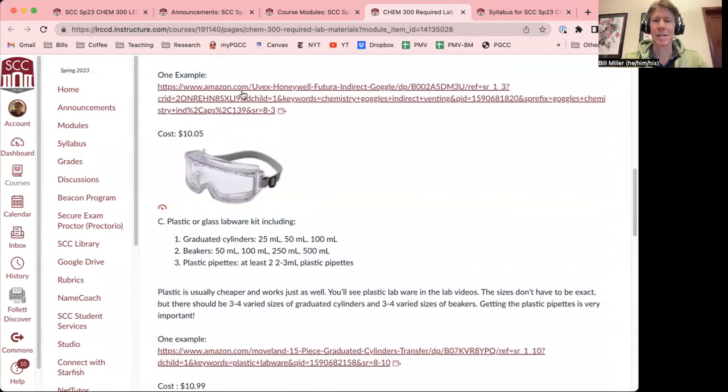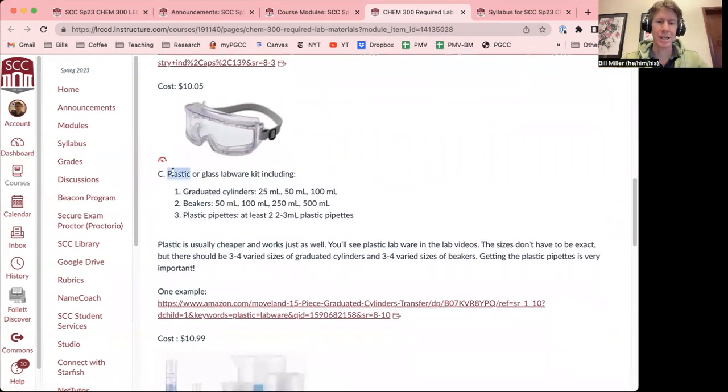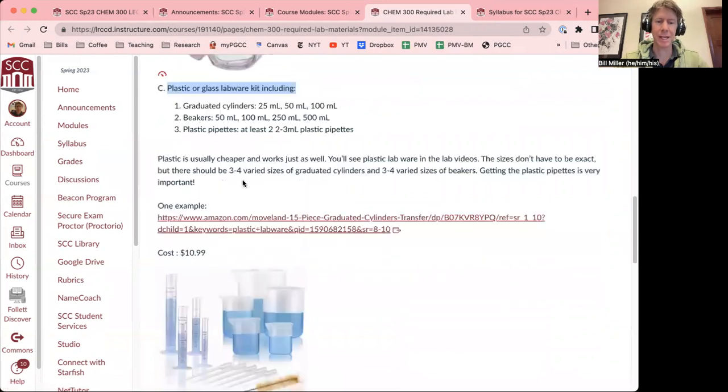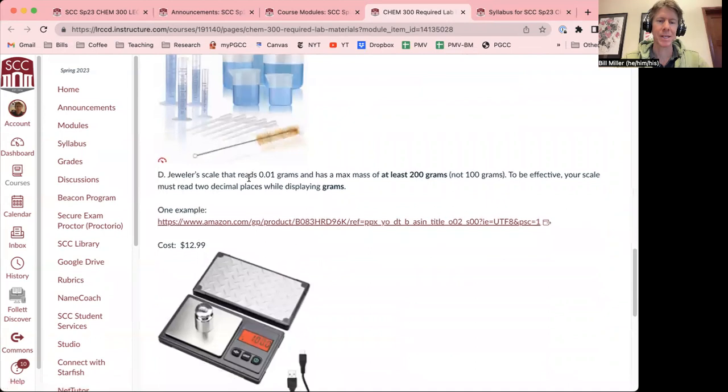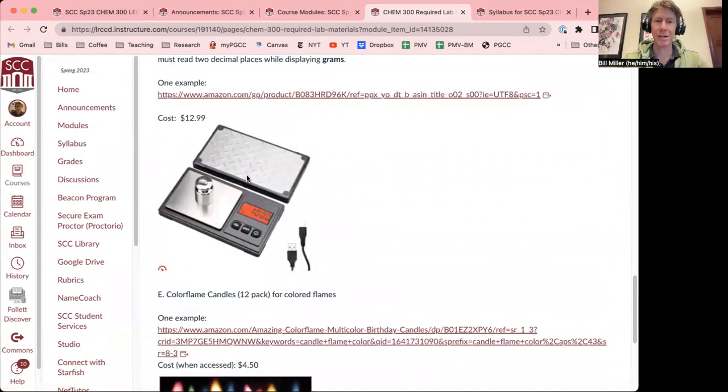And these goggles, I highly encourage you to get them. In fact, I require them for your lab work. And you will need them for future classes as well. There's a labware kit, and here's a picture of what it looks like and a link to get it on Amazon. Here's a jeweler's scale.